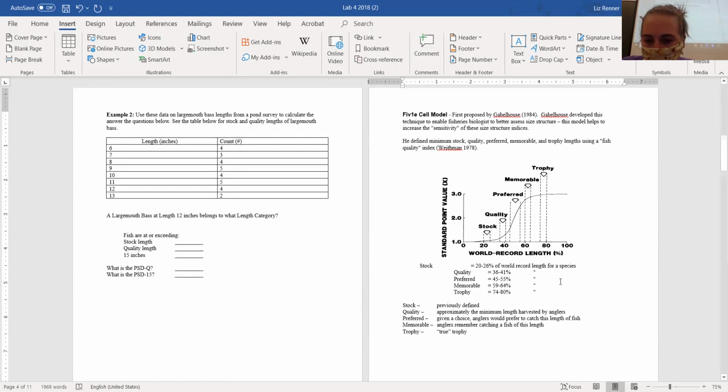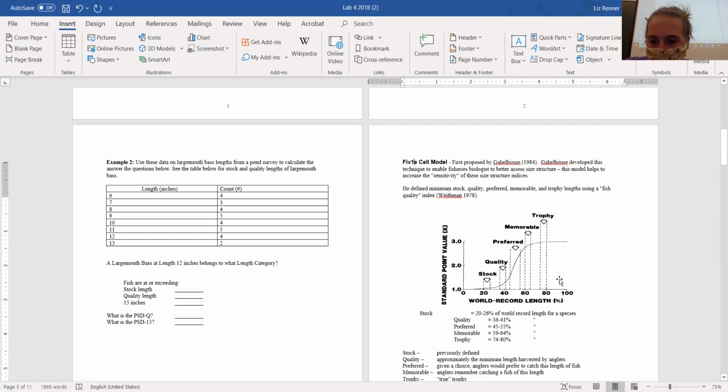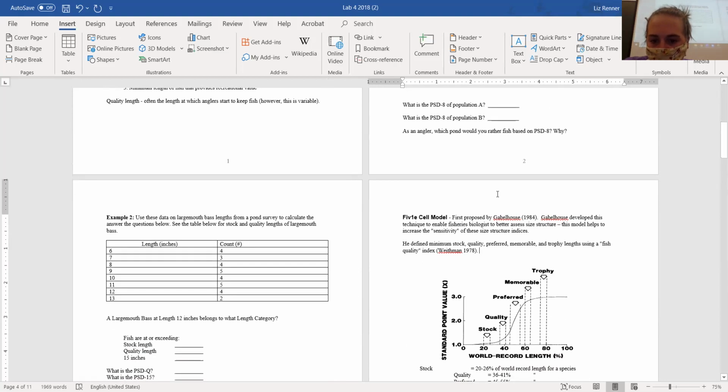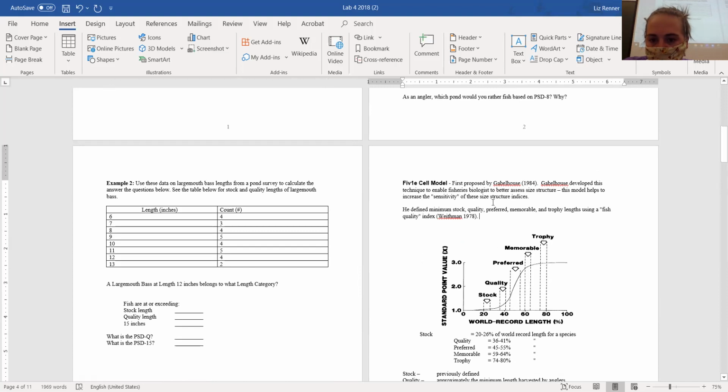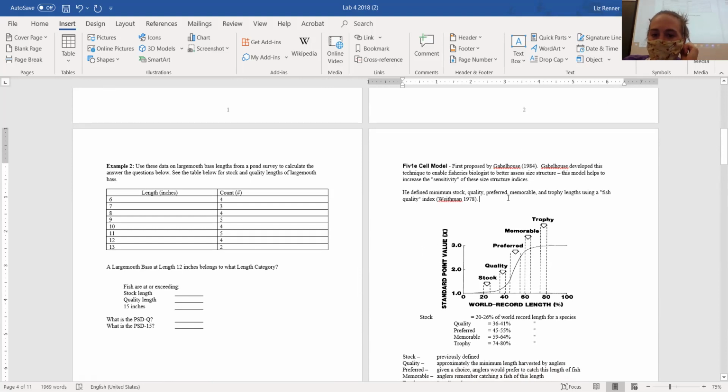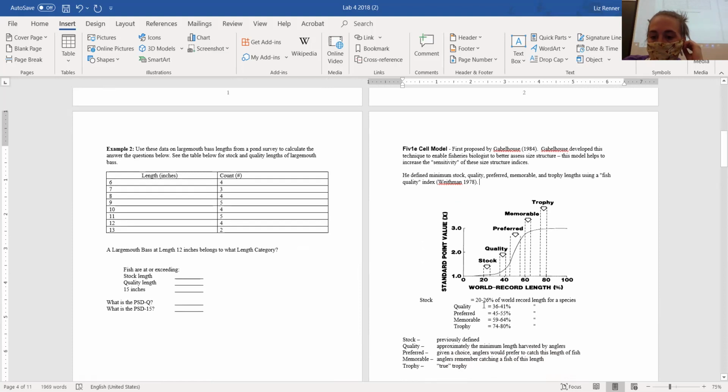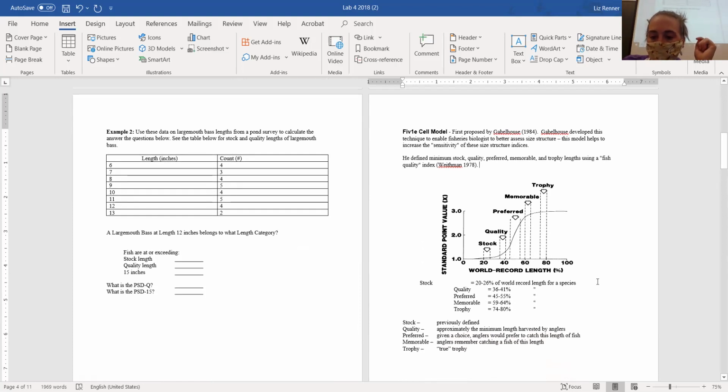This is weird. I don't know what happened when Garrett last uploaded these. I got a modified file from Keith, but we're going to look at this cell model, the one proposed by Gablehouse in 1984. He developed a technique to enable us fisheries biologists to better assess size structure, which helps increase the sensitivity of these indices. He defined minimum stock, quality, preferred, memorable, and trophy lengths using a fish quality index. And like we talked about, it's based on world record length for a species.